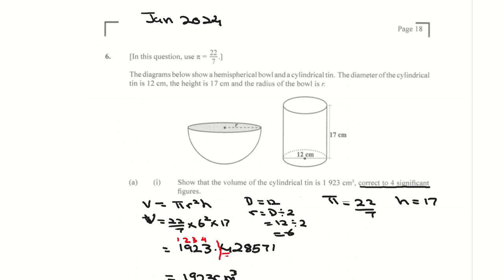January 2024. The diagram below shows a hemispherical bowl, which just means a sphere was cut in half, right? And a cylindrical tin. The diameter of the cylindrical tin is 12. The height is 17. The radius of the bowl is r. Show that the volume of the cylindrical tin is 1923, correct to four significant figures.